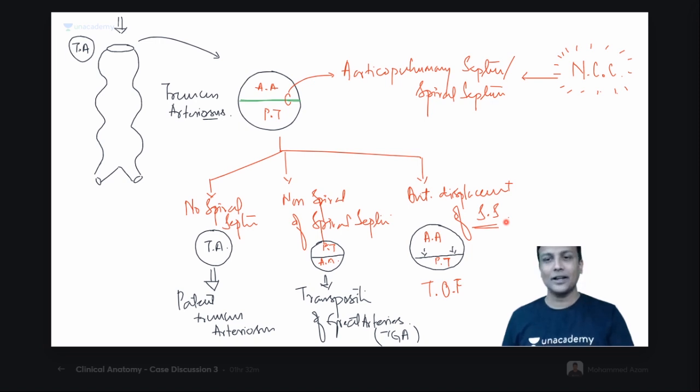Let me do it again here. The uppermost part of the heart. We are revising one more time. Let us revise for the last time, and then we'll go to the conditions one by one. We'll go to tetralogy of Fallot, then we'll see TGA, then we'll see the patent truncus arteriosus. Is it okay?